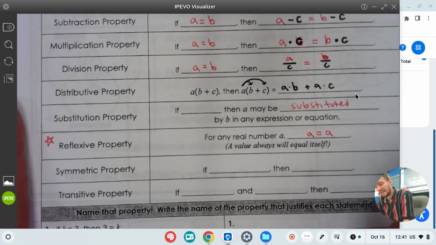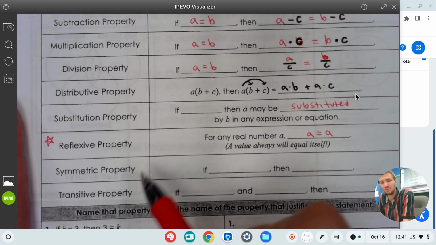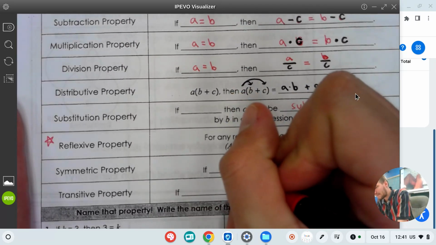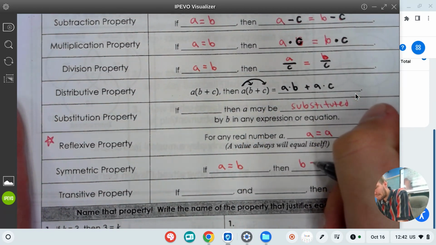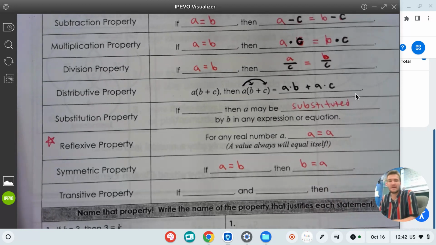Symmetric property is always confused with reflexive property. If A equals B, then B equals A. So the symmetric property is what allows us to flip-flop things on both sides of the equal sign.